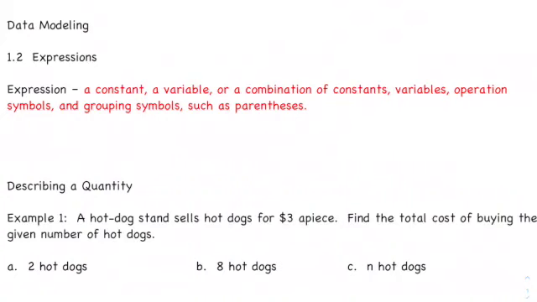Hi everyone, today's topic is expressions. An expression is a constant, a variable, or a combination of constants, variables, operation symbols, and grouping symbols such as parentheses. And sometimes you might even see brackets and braces, just in case you don't know what those are.